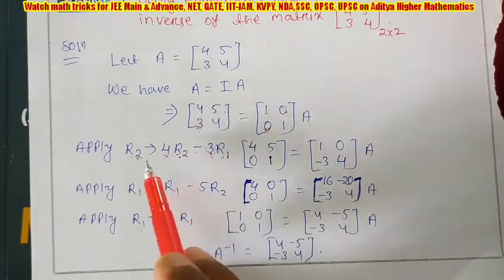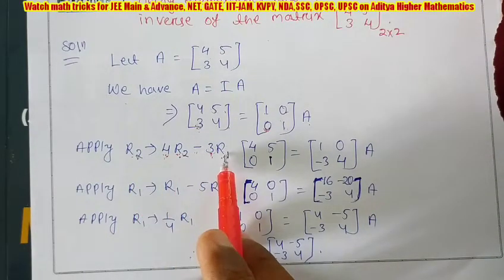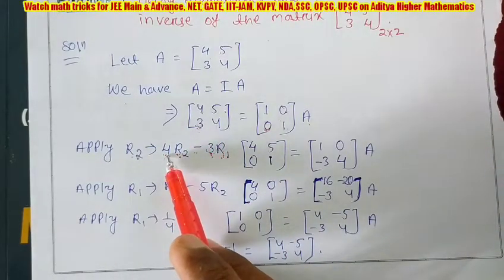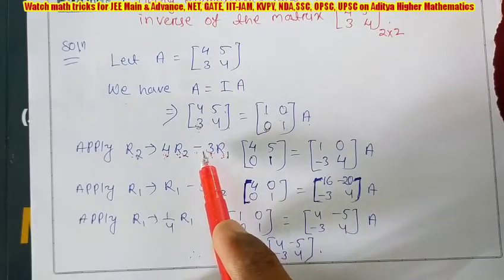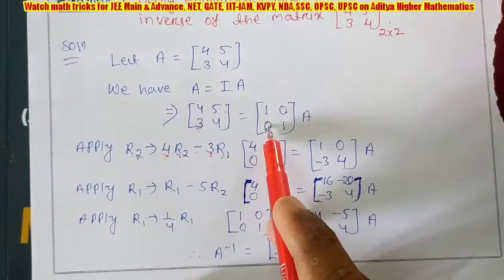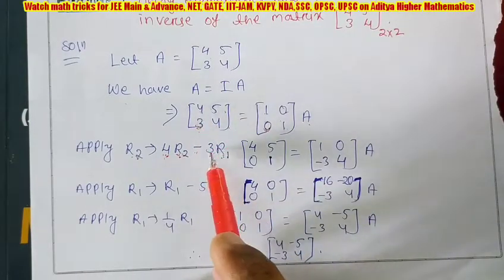So, understood the procedure. When you are changing R2, you first write R2, and second you write R1. The R1 element you write as a coefficient of R2, and the R2 element you write as a coefficient of R1. And when you are changing R2, because it is 0, you only use its corresponding element in R1.